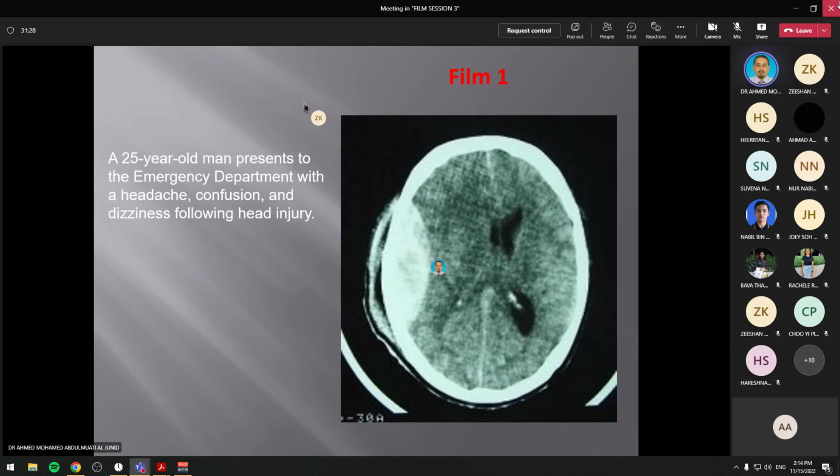All of you write in your logbook: plain axial CT scan of the brain shows there is a hyperdense area, biconvex in shape, with convex inner margin, seen in the right parieto-occipital region. There is a midline shift to the left.